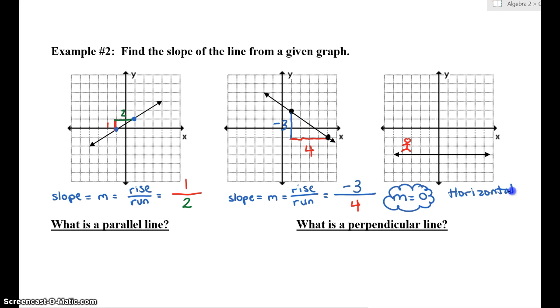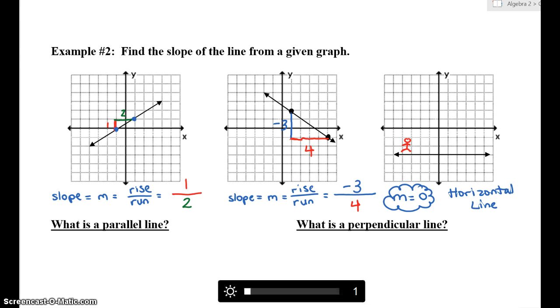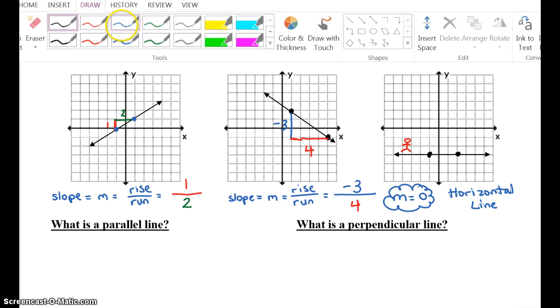But if I didn't know that, I can actually use the rise over run method as well. So imagine that I just randomly select 2 points. Here's one of them, here's the other. I would ask myself, how do I get from one point to the other?